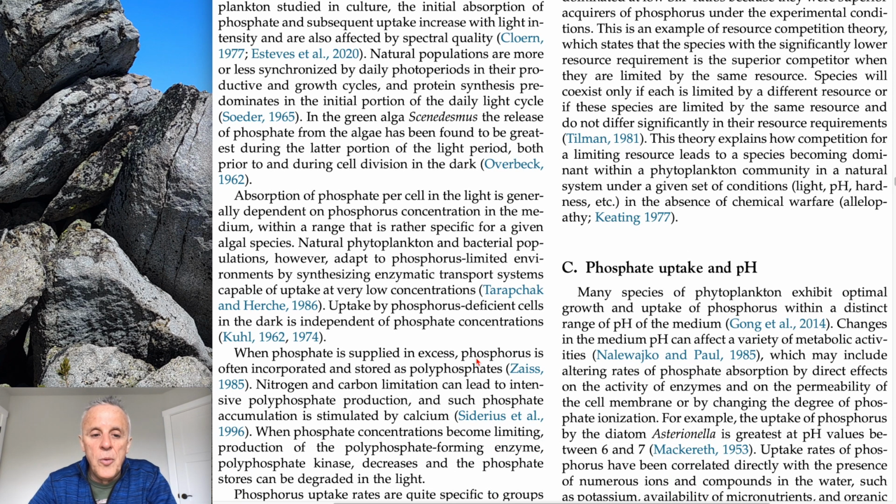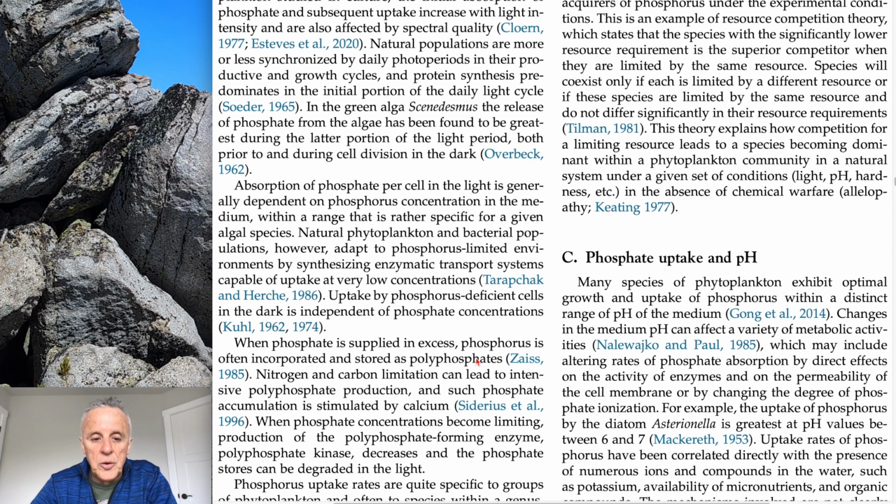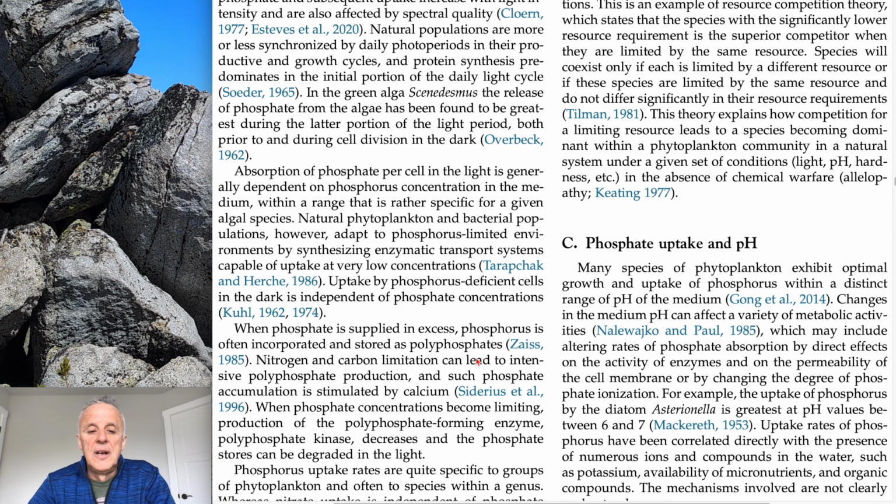Natural populations are more or less synchronized by daily photoperiods in their productive and growth cycles, and protein synthesis predominates in the initial portion of the daily light cycle. In the green alga Scenedesmus, the release of phosphate from the algae has been found to be greatest during the later portion of the light period, both prior to and during cell division in the dark.